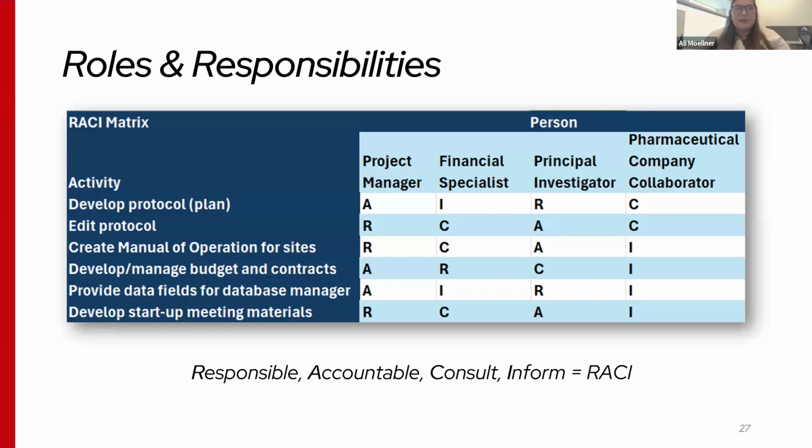Accountable, the A, is the person who owns or has oversight of the work and its outcomes. They might approve or sign off when the task is complete, and there should only be one accountable person per task.